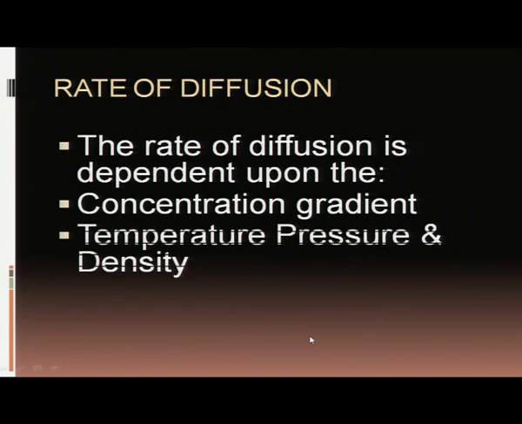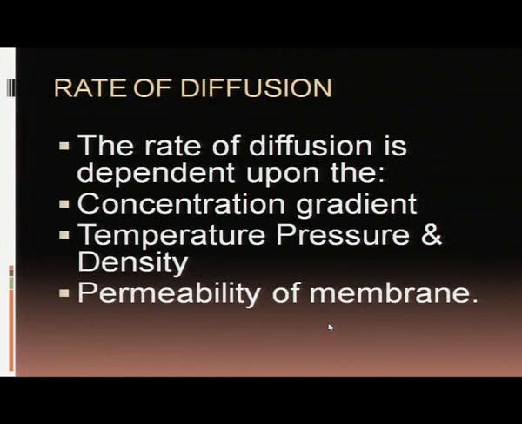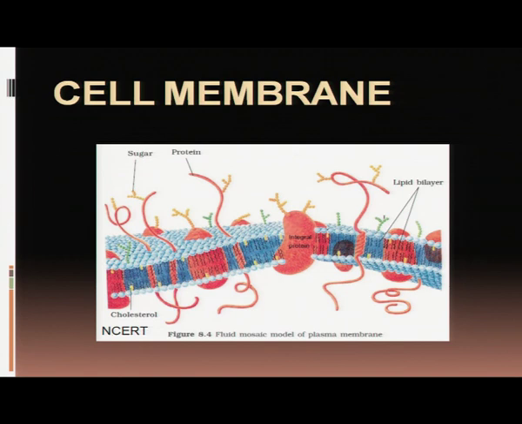Let us talk about the rates of diffusion. Rates of diffusion are dependent on concentration gradient, temperature, pressure and density, and also the permeability of the membrane. What do we mean by permeability of the membrane? It is the ability of a membrane to let substances pass through it or not. It can control whether it wants a material to pass through it or not, and this is the permeability. We all know that the membranes in our systems are semi-permeable, that is, they allow the free movement of some particles but restrict the movement of others.